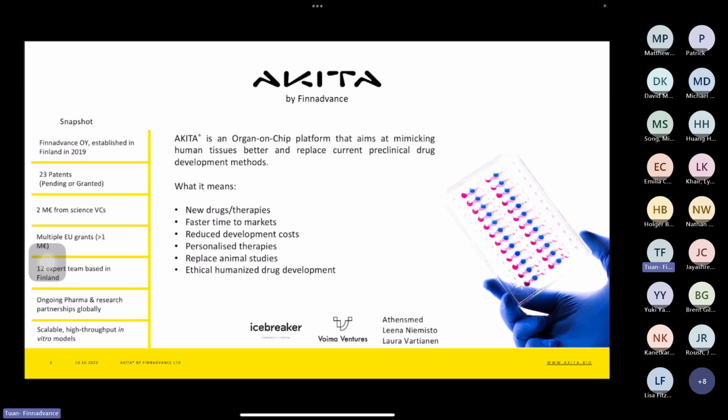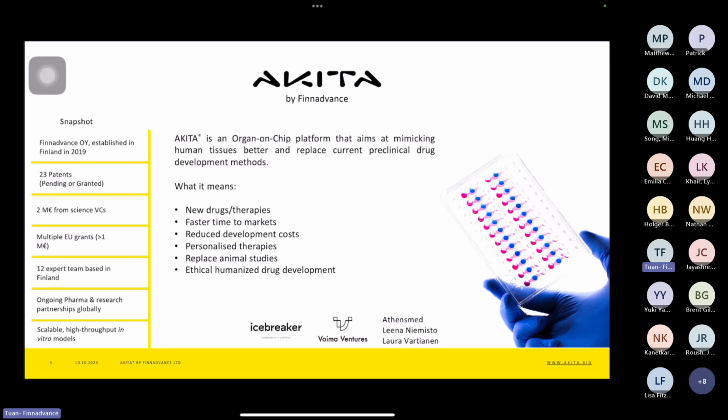So I'm Tuan from FinAdvance, and my talk today will be briefly discussing the Akita platform. Akita is a product line made by FinAdvance. We are a biotech startup from Oulu, Finland. We started the company 4 years ago, in 2019, and up until now we have accomplished more than 20 patents. They are now pending or granted all over the world, the US, Europe, and we secured funding from VCs, EU granted projects, and also state fundings.